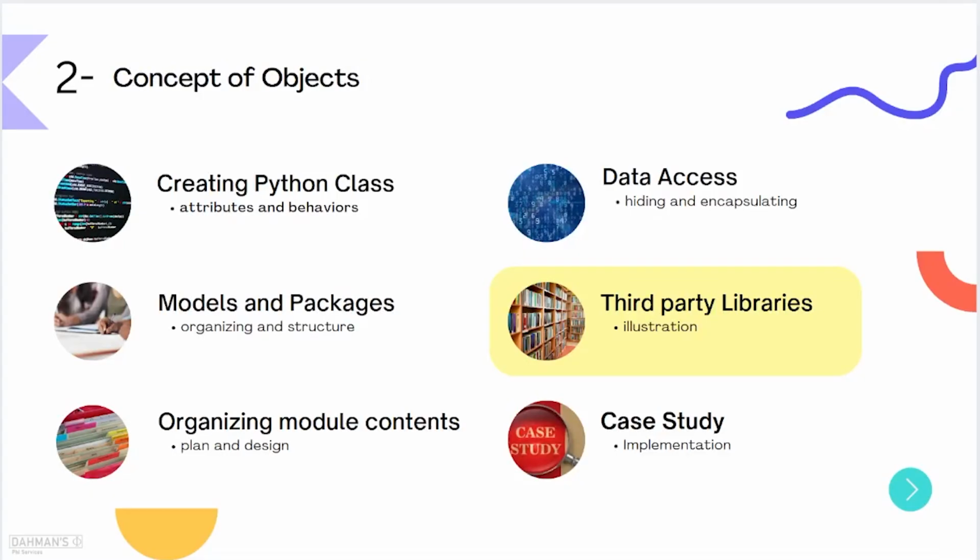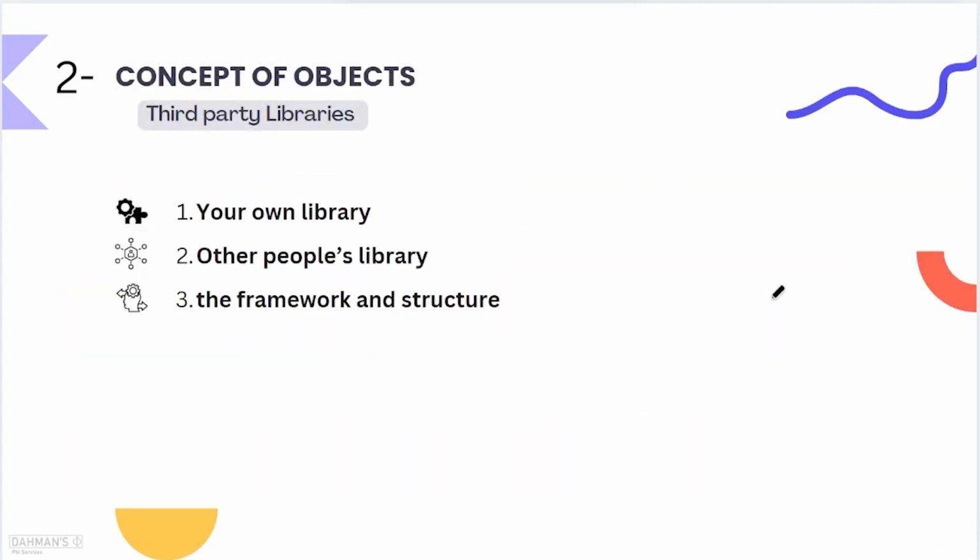Hi, welcome back. So we are at the last outline before we discuss a case study, and that is to quickly revisit the concept of third-party libraries. So basically, we have so far discovered the idea of object-oriented in chapter 1, and then in this chapter, we looked in depth at the concept of objects, from understanding the creation of a class, its attributes, methods, etc. And we looked at the modules and packages.